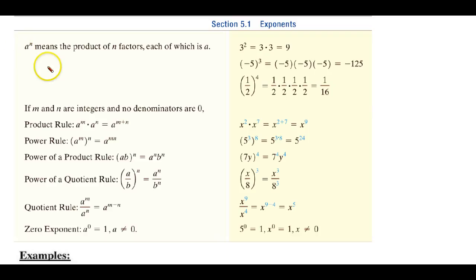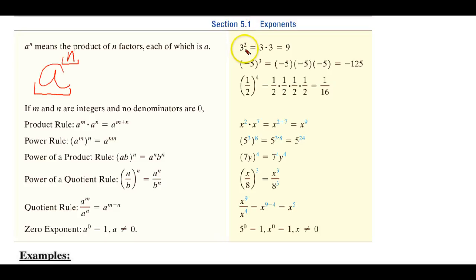So when we see something like this, a to the nth power, and we did a little bit of this in Chapter 1, this is your base, and the n stands for the number of times you will take the base and multiply it by itself. And the n is the exponent. And this exponent only applies to what is immediately to the left of it.